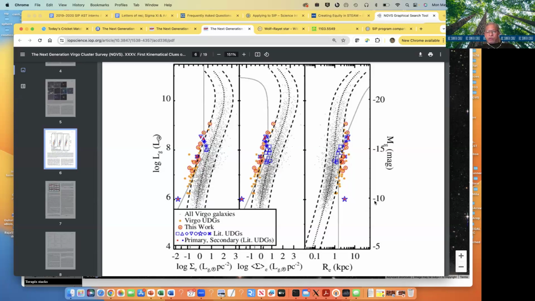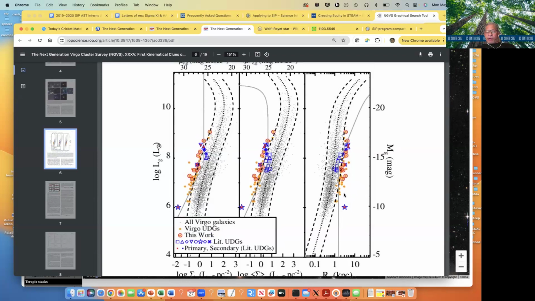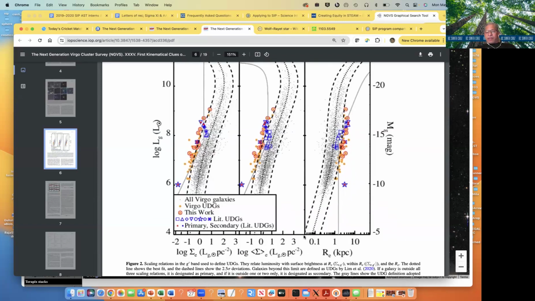All right. So this diagram on the far right, the x-axis is the size of the galaxy. It's the radius containing half of its light. Because galaxies are diffuse and they don't have sharp cutoffs, it's impossible to define a radius that contains all of its light. That would be infinite, because the light falls off gradually. There's no sharp cutoff.